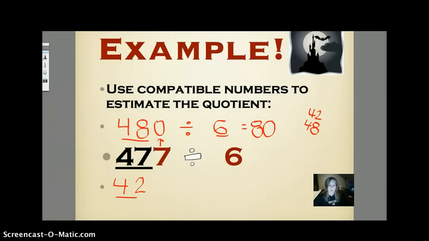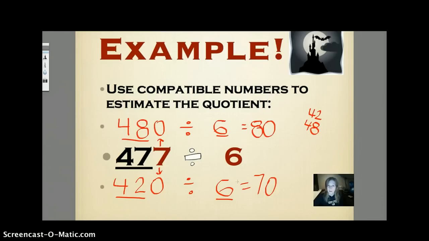42, we said, was close to 47. And we'll turn that 7 into a 0. It's not underlined. Underline our non-zero digits. 42 divided by 6 is 7. And 400, oh, there we've got to add our 0. We've got a 0 over there, don't we? So the compatible number underneath comes up to 70, and the one above it comes out to 80.